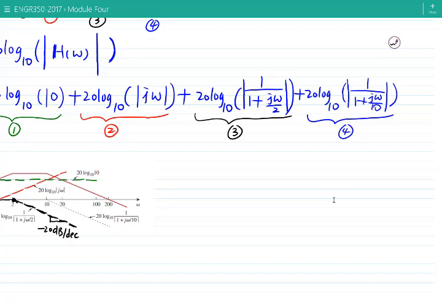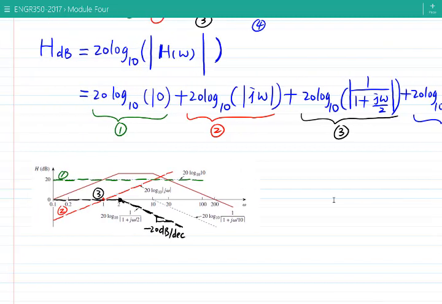So basically for a simple pole, we know we have two lines, and the two asymptotic lines are crossing at the corner frequency, and the corner frequency is equal to 10. So here, let's first identify the corner frequency at 10.